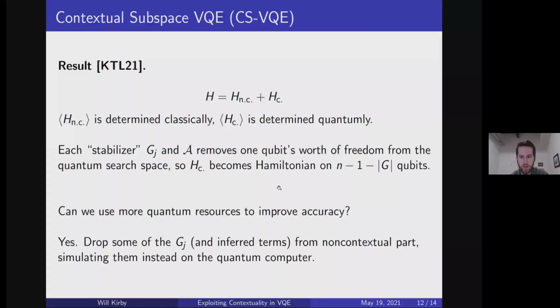For now, we have this classical computation plus a small VQE algorithm that combine to approximate the full ground state energy. But what if we have more qubits than we need for this small VQE, but still not enough to do full VQE on the full Hamiltonian? Is there some way we can use these extra quantum resources? And the answer, as you can see, is yes. One thing we can try is to just stop restricting to the eigenspace of some of the non-contextual generators. So for each that we stop restricting to, we regain 1 qubit's freedom in the quantum search space.